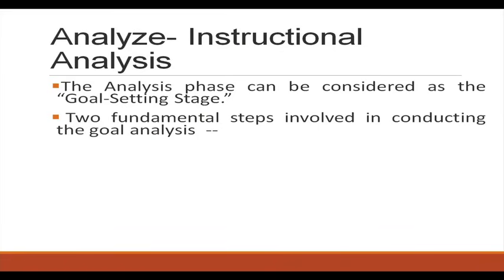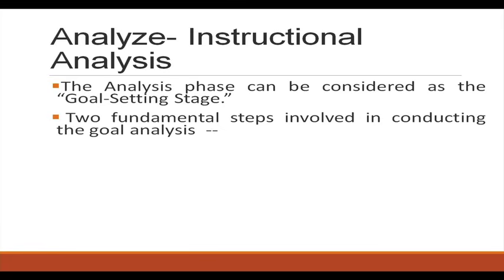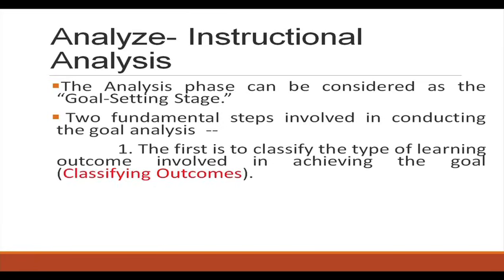So, the analysis phase can be considered as the goal setting stage. The goal is clear. In that case, two fundamental steps are involved in conducting the goal analysis. The first is clarifying the outcome. What is that? First clarify and then classify the outcomes. That means the type of learning outcome involved in achieving the goal. This is the first. Okay.